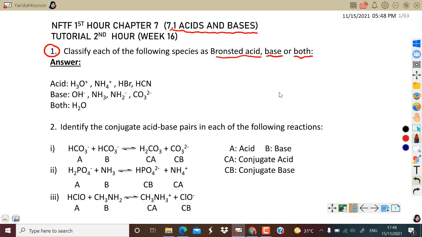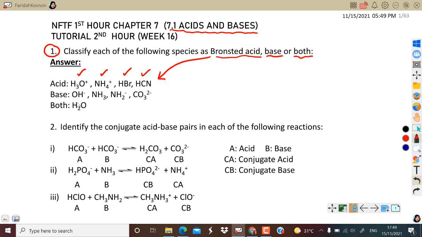By referring to your lecture notes, there is a slide that shows helpful tips on how to recognize the Bronsted acid and Bronsted base. So Bronsted acid must contain a proton. Usually it is a neutral molecule, and then it could be a cation or an ion. So this answer is given by referring to the species given in the question. So hydronium ion is a Bronsted acid. Ammonium ion, hydrobromic acid, and hydrocyanic acid are classified as Bronsted acid.